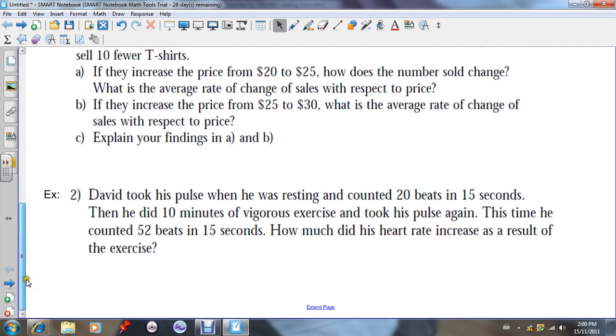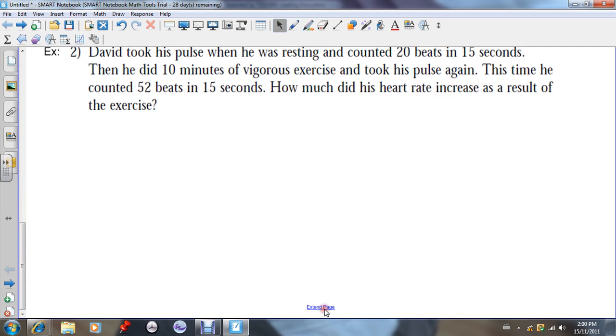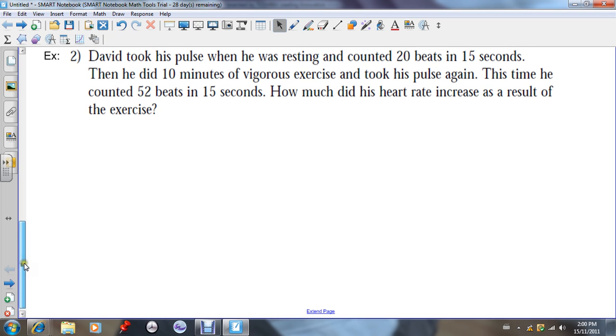Okay, we should be ready. Let's look at example 2. Example 2 says, David took his pulse when he was resting and counted 20 beats in 15 seconds. Then he did 10 minutes of vigorous exercise and took his pulse again. This time he counted 52 beats in 15 seconds. How much did his heart rate increase as a result of the exercise?